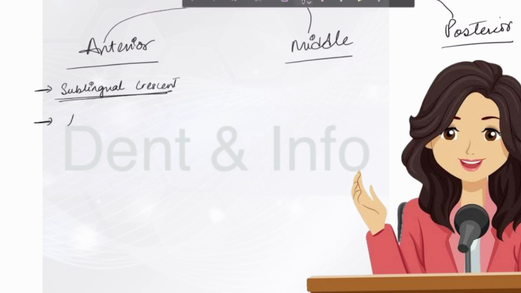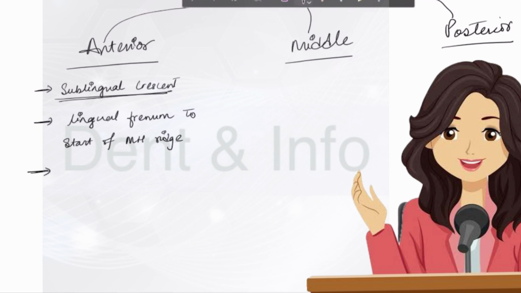Where does it extend from? It extends from the lingual frenum to just the starting point of the mylohyoid ridge portion. So where the sulcus curves, that is exactly where the anterior part is.